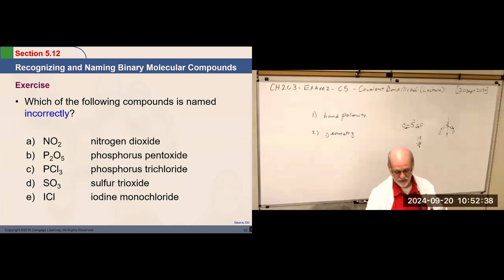So which of these is named incorrectly? Nitrogen dioxide is correct. Phosphorus pentoxide is not correct. It's diphosphorus. There are two of them, diphosphorus pentoxide. And you've got the extra credit, 50 ways to name your compound. That gives you practice plus gets you some more points. Sulfur trioxide is true. Iodine monochloride. Those are all true. The only one that's wrong is P2O5.